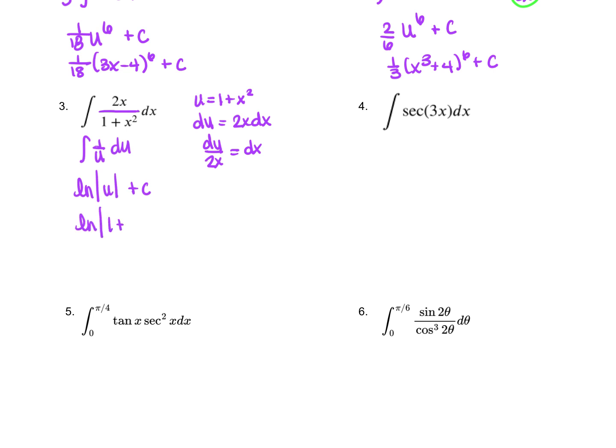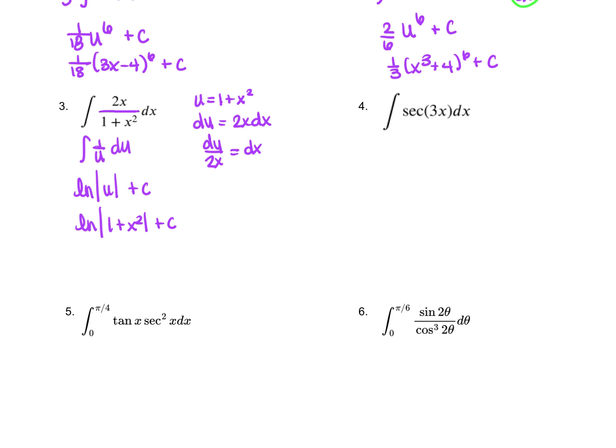resubstituting. Now, here, the absolute values are absolutely not necessary because x squared is going to be positive in the reals. We add 1, it's still going to be positive, so it's going to be in the correct domain. A lot of times we do not write the absolute values for natural log and just assume that it's in the correct domain.